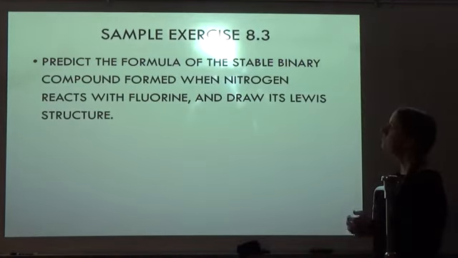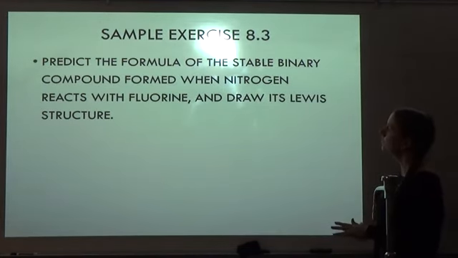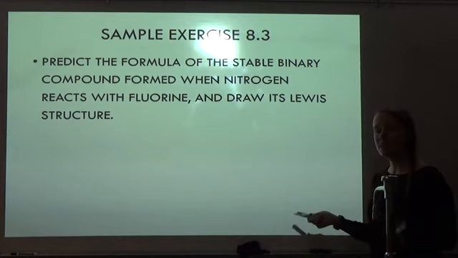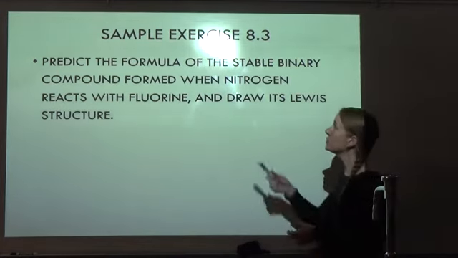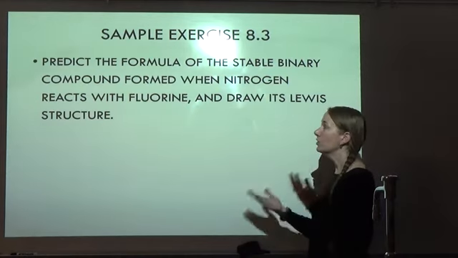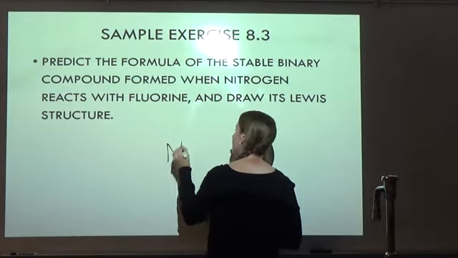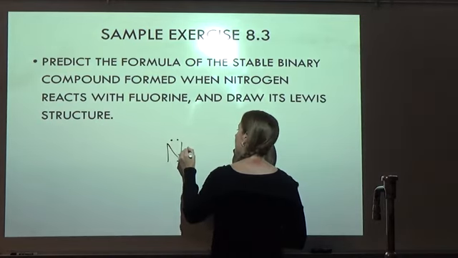So it says, predict the formula of the stable binary compound formed when nitrogen reacts with fluorine and draw its Lewis structure. So this time they didn't give me the formula. They just told me we have nitrogen and we have fluorine. So let's just start by looking at how many valence electrons they have. All right, so nitrogen is in group 15, so it's going to have 5 valence electrons.